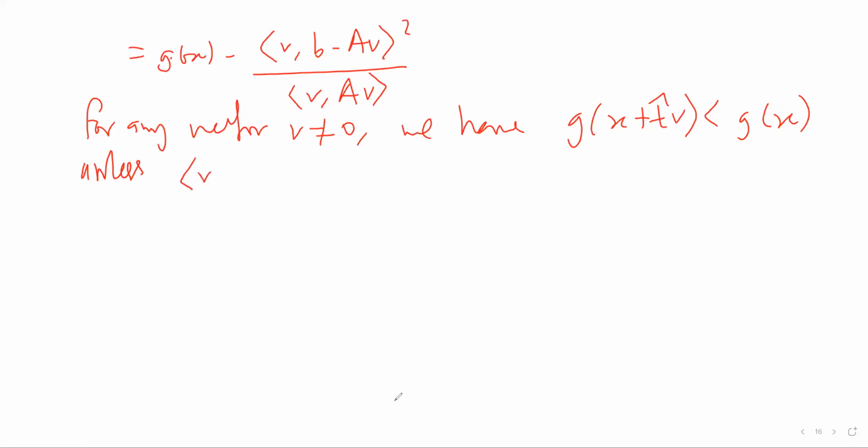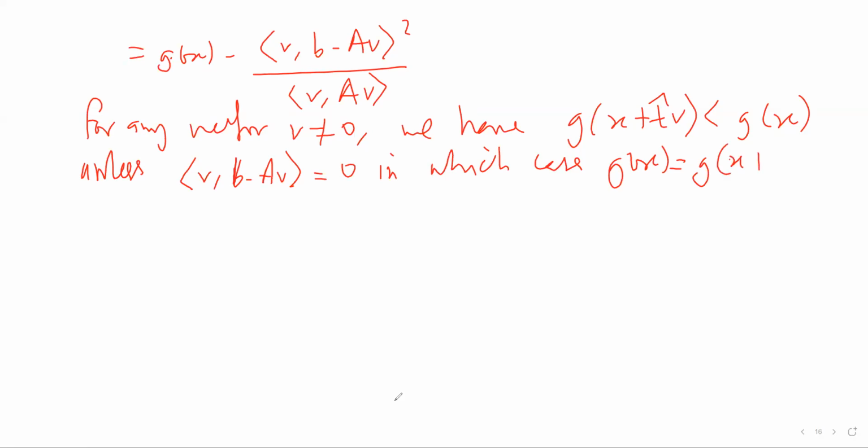Unless B minus AX is 0, in which case G of X is equal to X plus G hat of V.